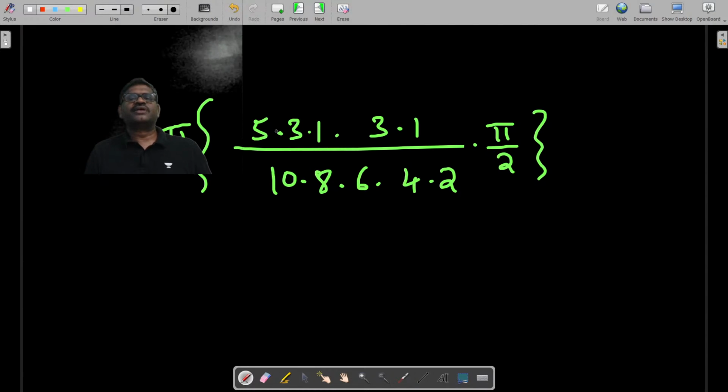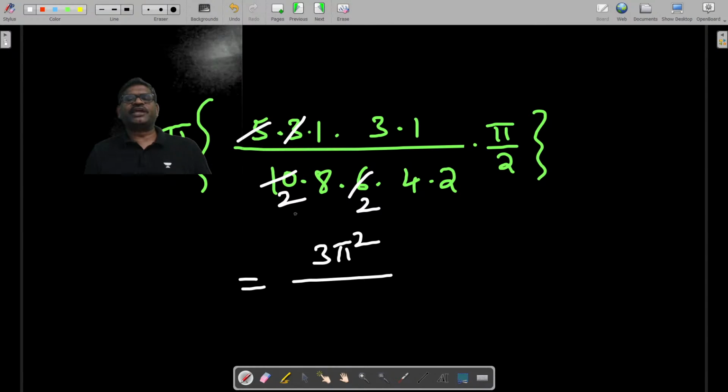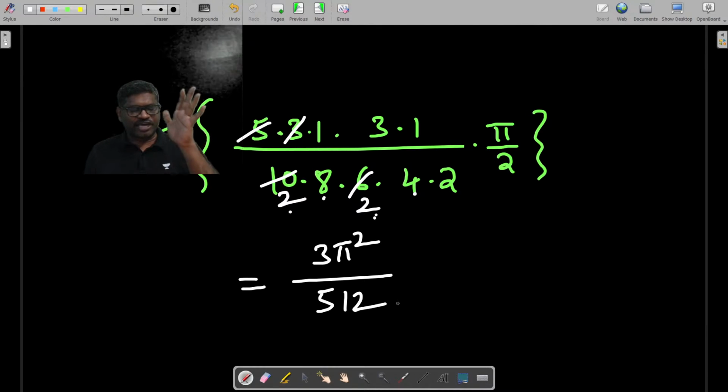Now simplifying, the result is 3 pi square by 2 into 2 cube, 2 power 4, 2 power 5, 2 power 7, 2 power 9, that is 512. 3 pi square by 512 is the correct answer.